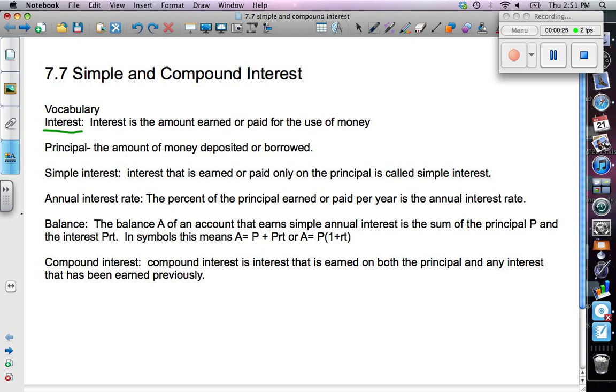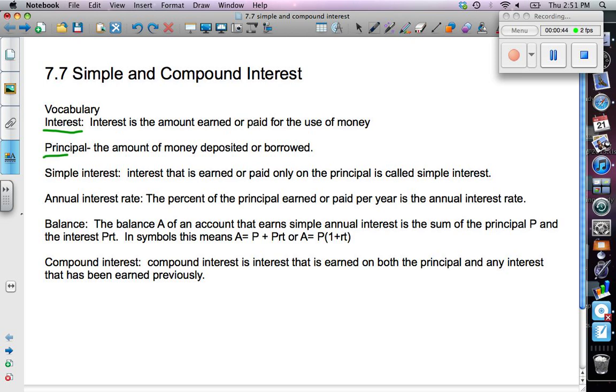So you may hear from parents that if you put money in a bank, you earn interest. Or if you're talking about a house mortgage or car payments, you're going to pay interest because you're borrowing money from the bank and then paying them back over a period of time.